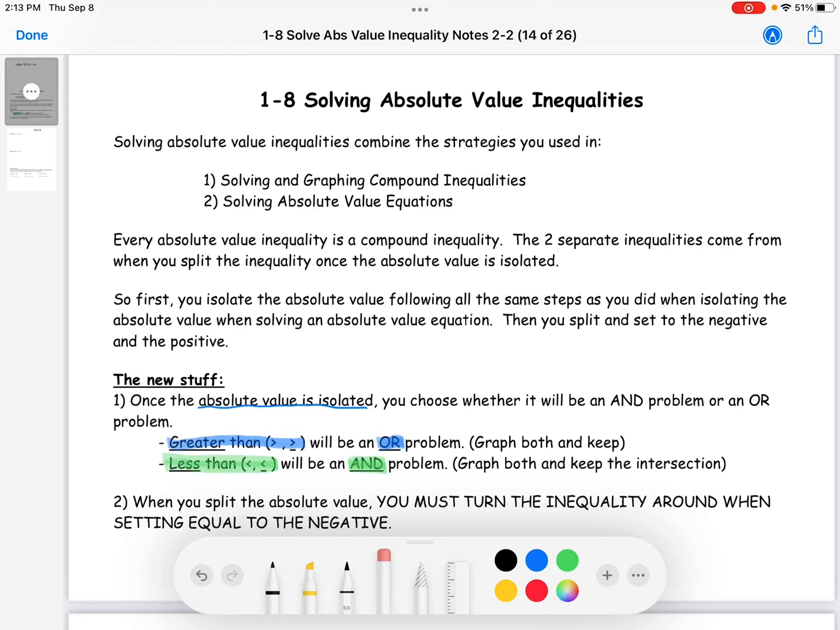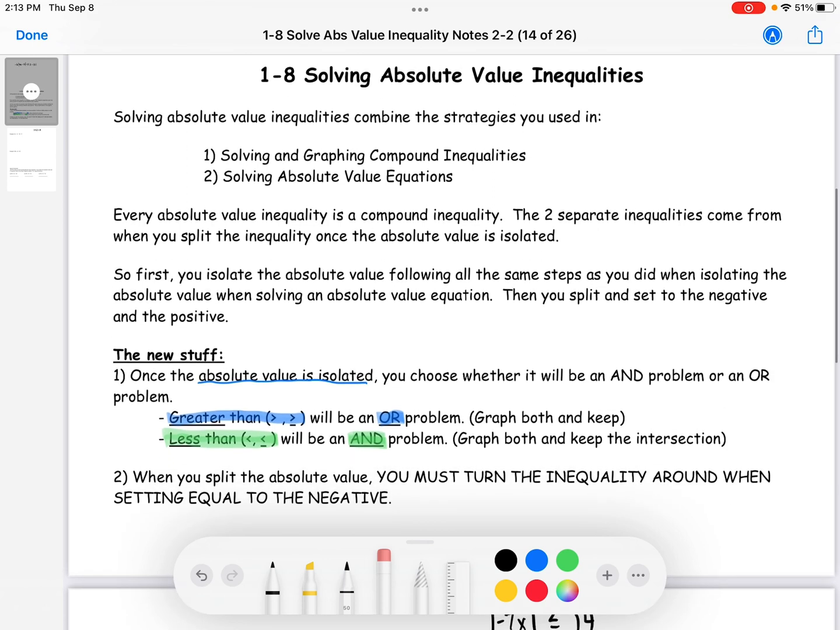All right, y'all. We are looking at the 1-8 notes talking about absolute value inequalities. I want to start off by saying that this section of notes is almost exactly the same as the ones from 1-7. 80, 85, 90% of the work that we're doing in this entire section is exactly like we did yesterday. But there are a couple of important things that are different.